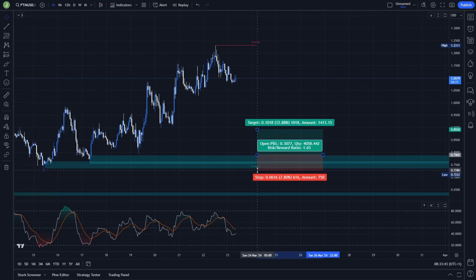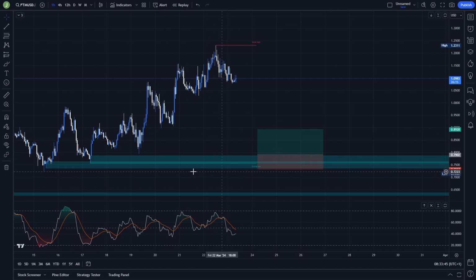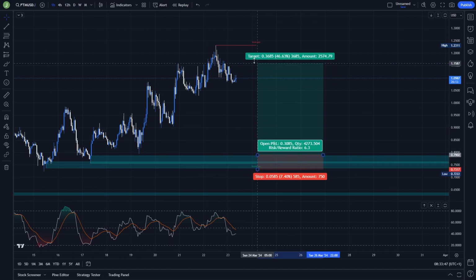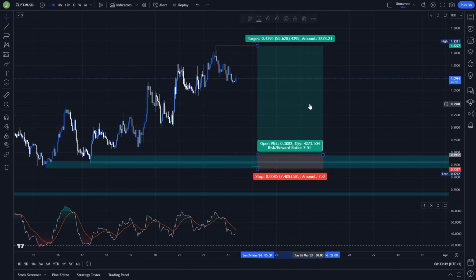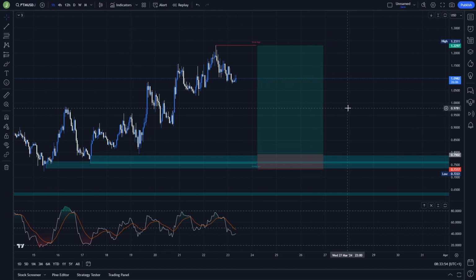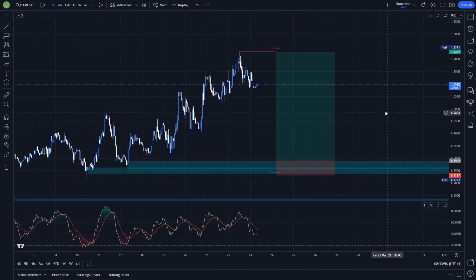So stop loss you can put after a support confirmation under this bullish order block, and your last take profit target you can place under this current high, which will give you an opportunity for a risk reward ratio of 7.5, which is, in my opinion, again really good.